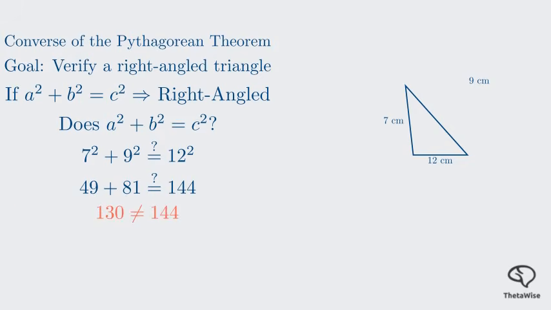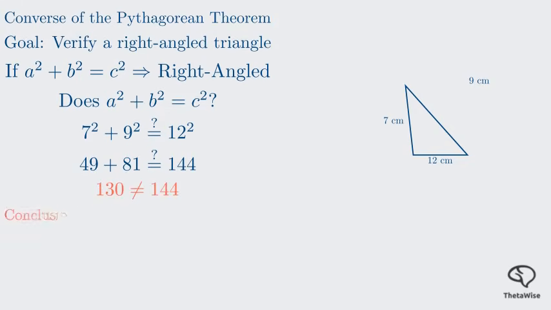130 is not equal to 144. Since 130 does not equal 144, the Pythagorean relationship does not hold. Therefore, we can conclude that this is not a right-angled triangle. This is a powerful way to verify geometric properties using only arithmetic.